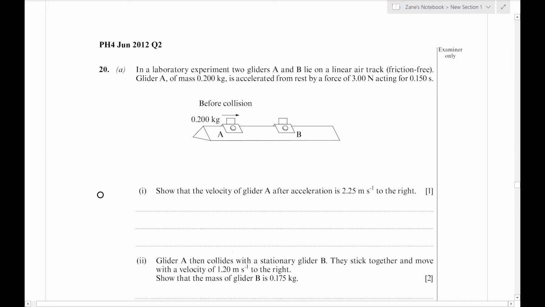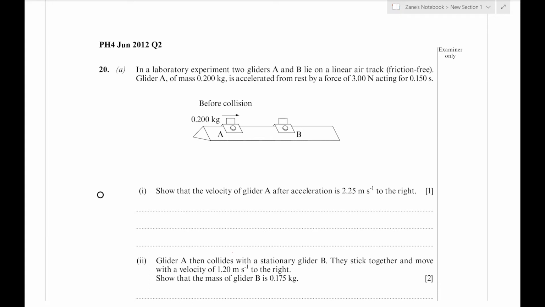And welcome to another WJEC A level physics question. This was from the Unit 4 exam in June 2012. It was question 2. It's about momentum and there's a little bit of wave-particle duality at the end. Momentum is now in Unit 1 and wave-particle duality in Unit 2 for the current specification.